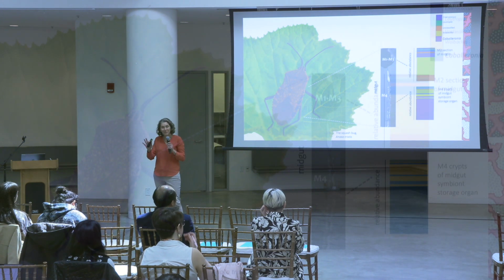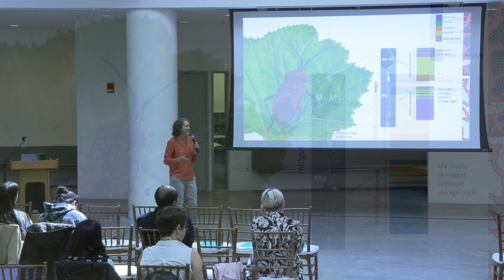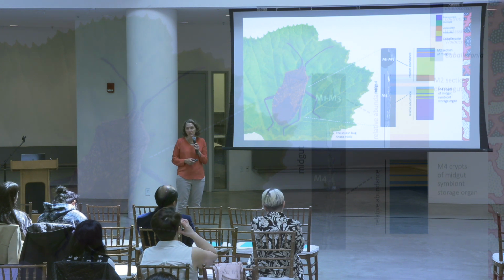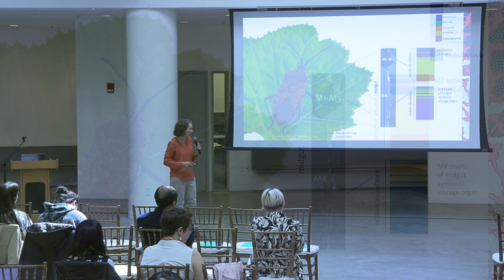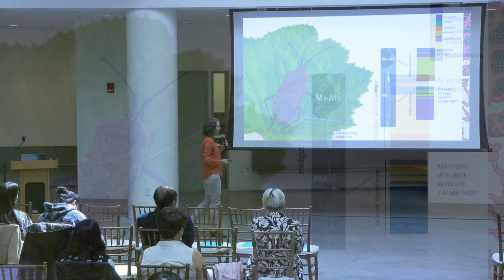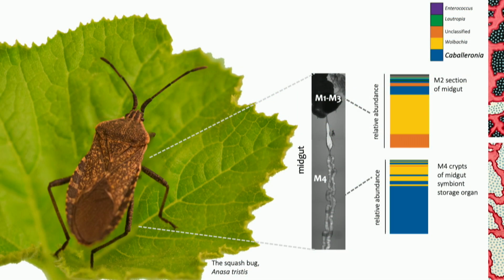So we can use fancy sequencing technologies and do 16S profiling of the communities of these different parts of the gut. If we look at the M4, it is dominated by these blue taxa, which are Caballeronia. These are bacteria that until recently were Burkholderia and have been reclassified as Caballeronia. We see Caballeronia in other parts of the gut, but they're at very high density in these crypts.